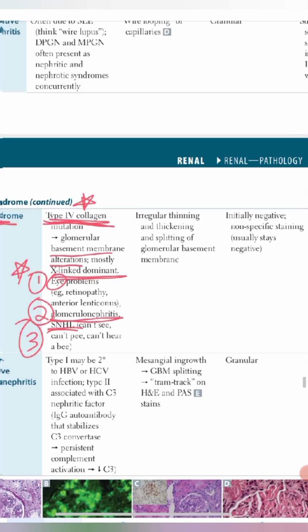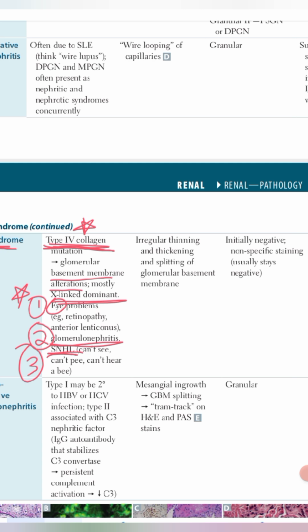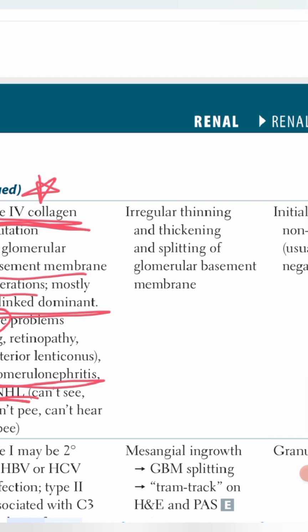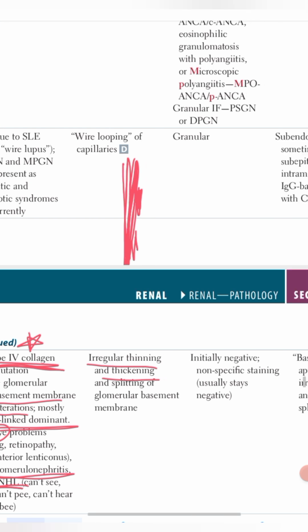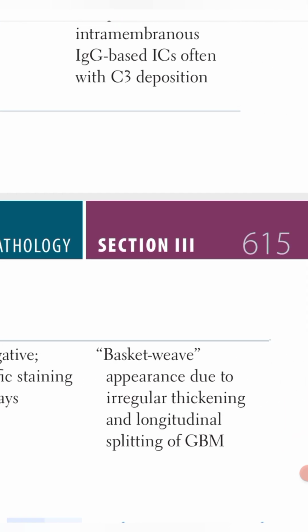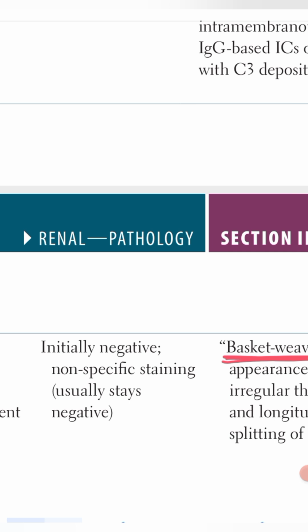When we take a biopsy of the kidney and see it under the light microscope, we will see irregular thinning, thickening and splitting of the glomerular basement membrane. This basement membrane is made up of collagen. When there is a mutation in the collagen, somewhere there is thinning, somewhere there is thickening, and it will give the appearance of a basket weave. We will see under the electron microscope a basket weave appearance due to irregular thickening and splitting of the basement membrane. And since there is no deposition of immune complexes, immunofluorescence is initially negative with non-specific staining. Usually it stays negative.